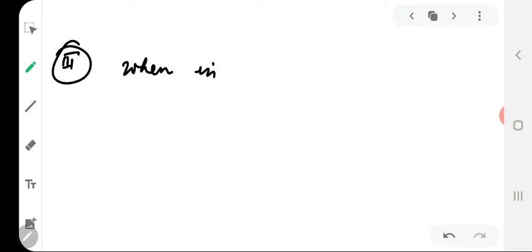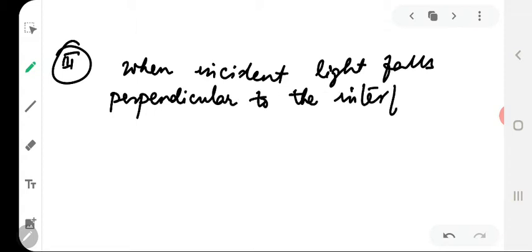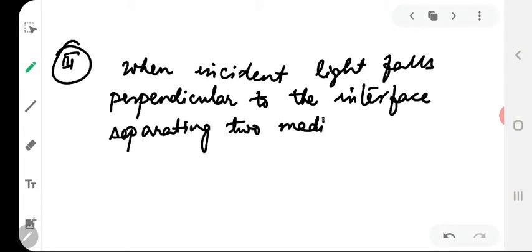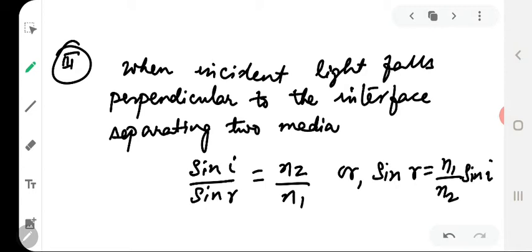When incident light falls perpendicular to the interface separating two media, then sin i by sin r is equal to n2 by n1, or sin of r is equal to n1 by n2 times sin of i.